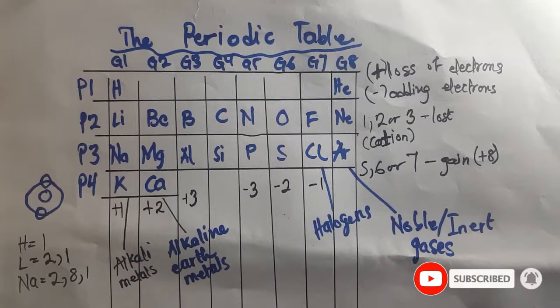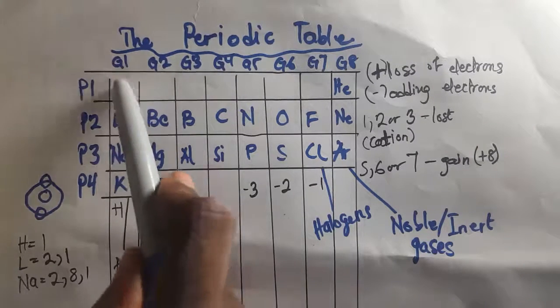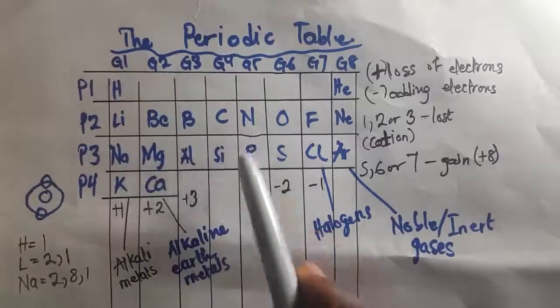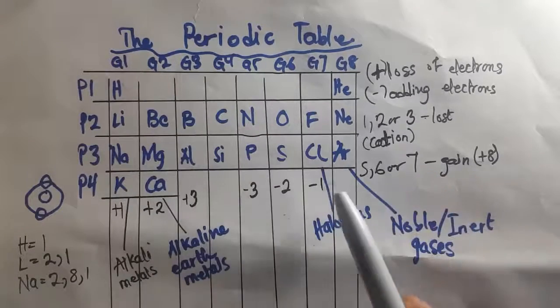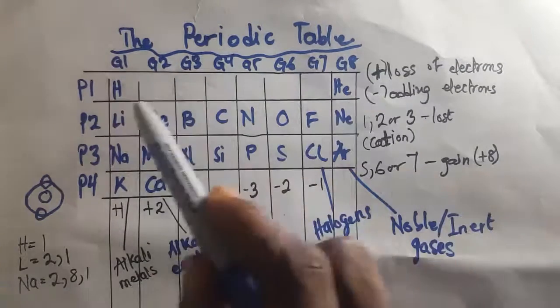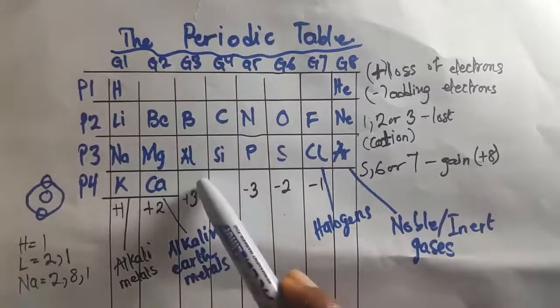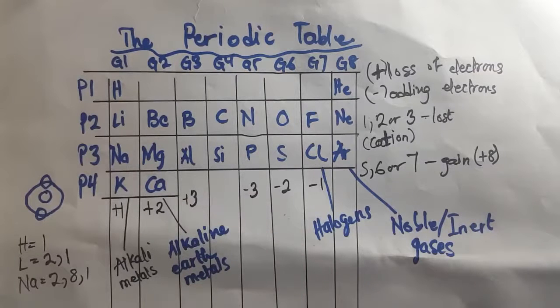Now, to draw the periodic table, you need 8 columns. So 1, 2, 3, 4, 5, 6, 7, 8. And you need 4 rows: 1, 2, 3, 4. This is the first 20 elements.